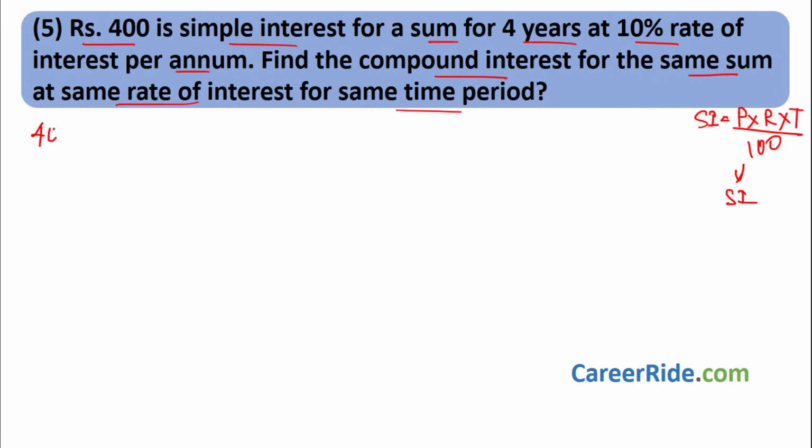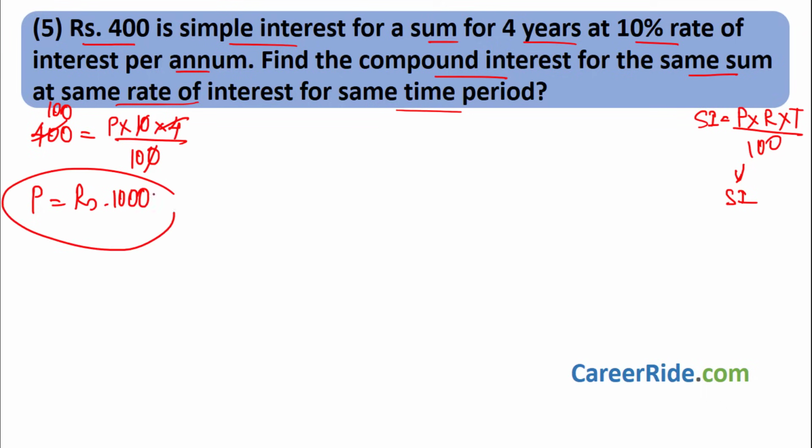This becomes the simple interest, right? What is the simple interest over here? 400. Principal amount, do we know? No. Let us assume principal is P. Rate of interest is 10%, time period 4 years, divided by 100. Okay, so what do we get? P would be equal to, this comes out to be 100. This gets cut. P is rupees 1000. So the principal amount is 1000.